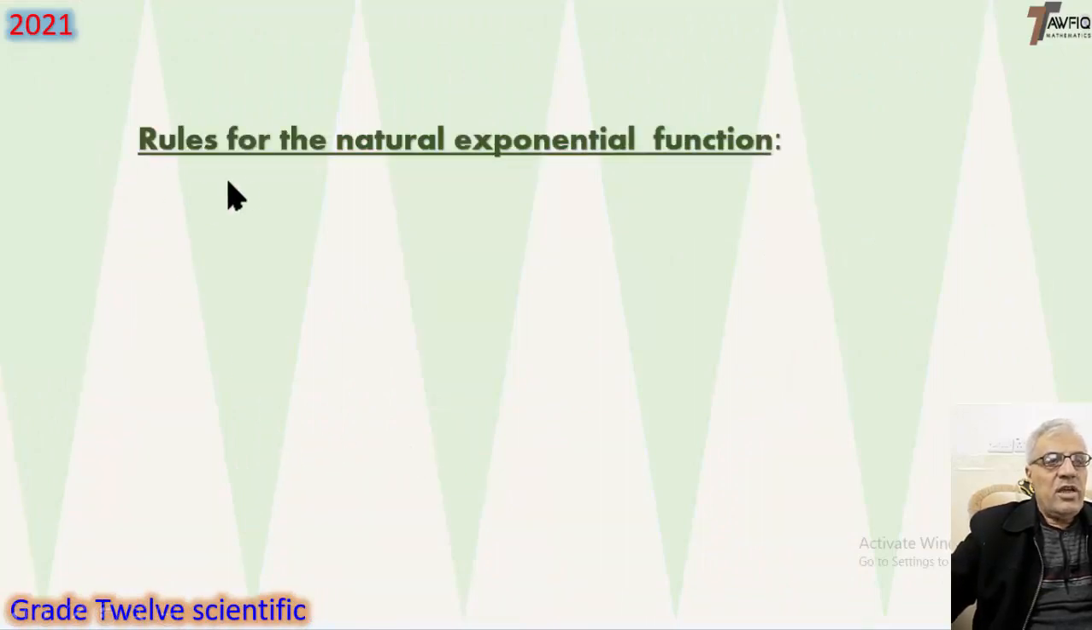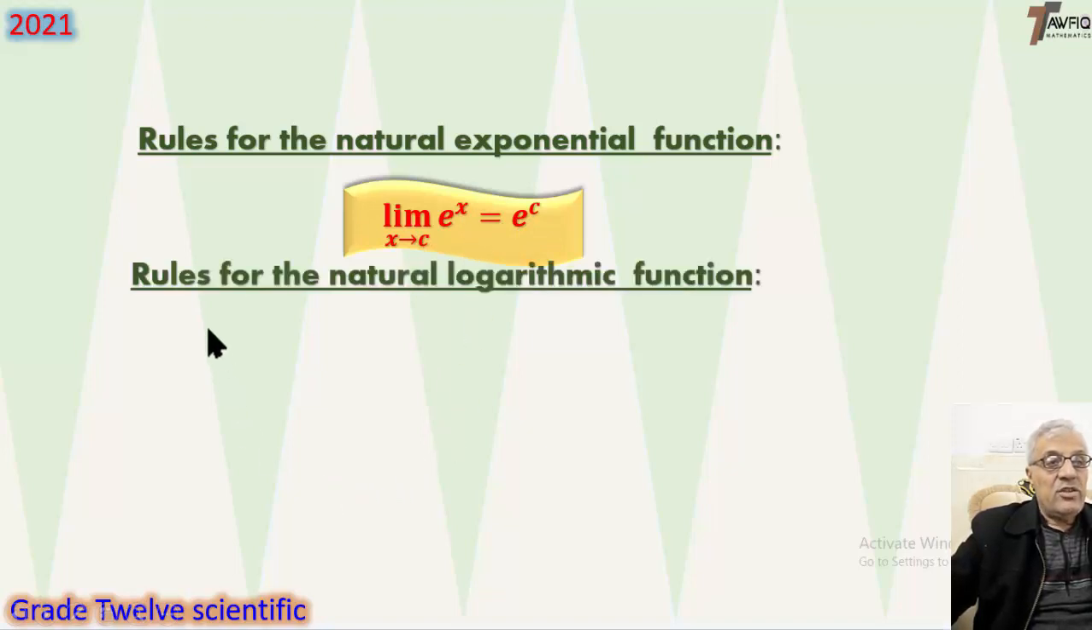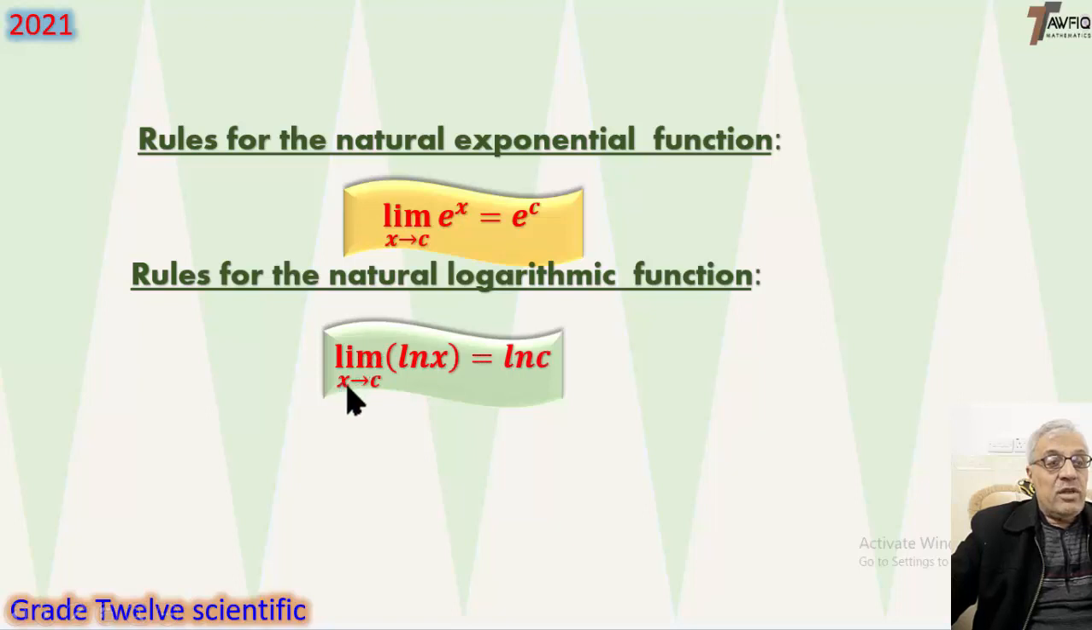Rules for the natural exponential function. The limit as x approaches c of e to the power x is equal to e to the power c. That means we replace c in place of x. And rules for the natural logarithmic function. The limit as x approaches c for ln x is ln c. Again, we replace c in place of x.